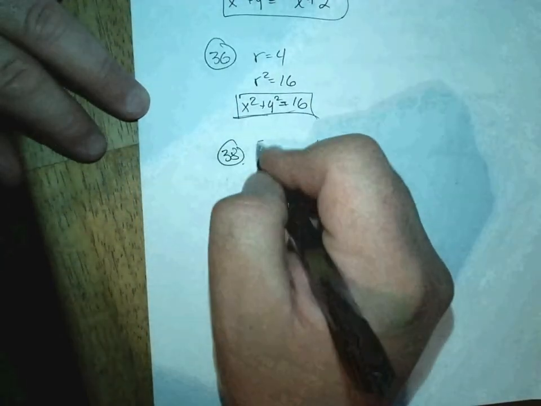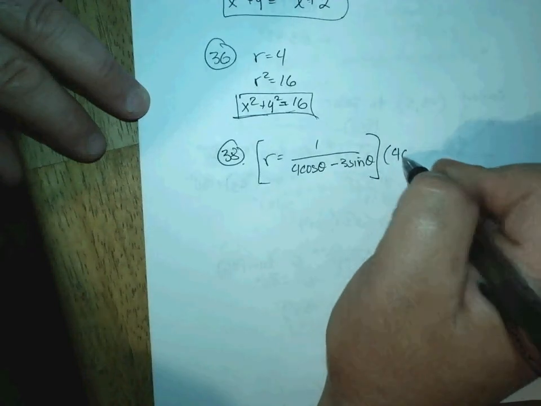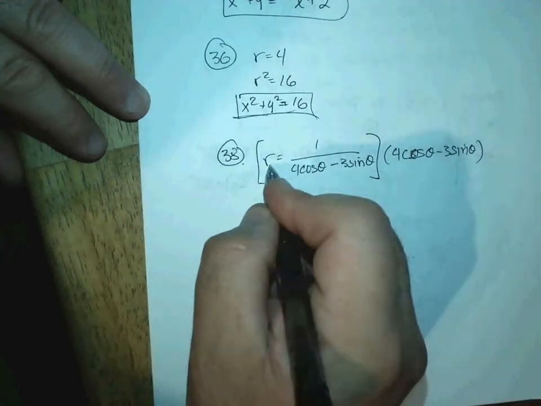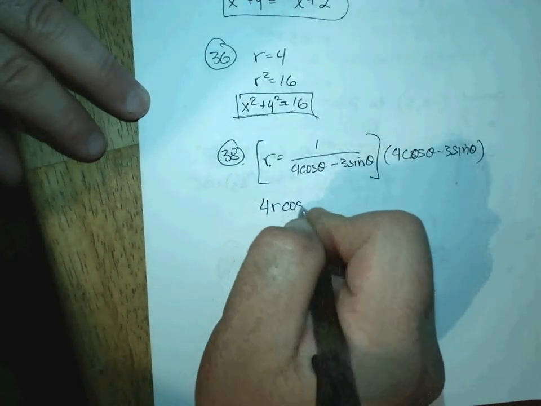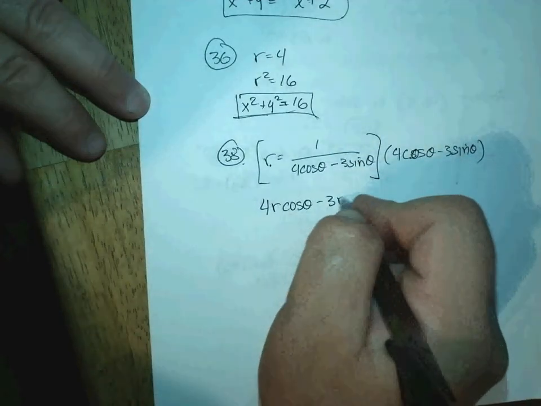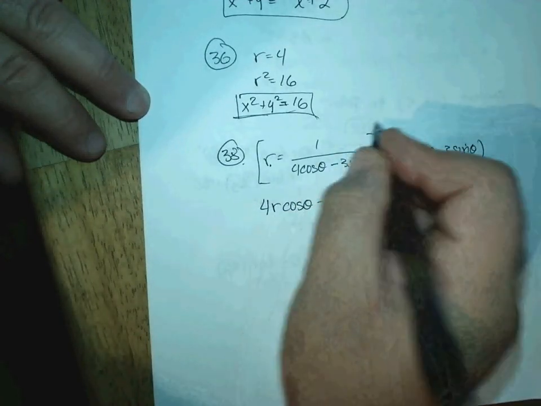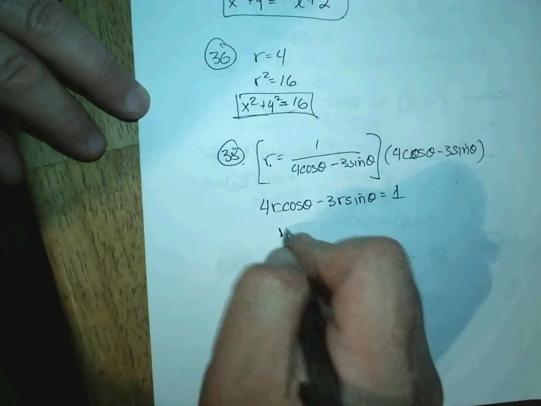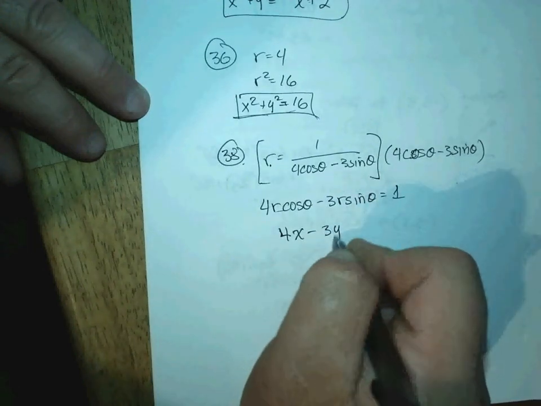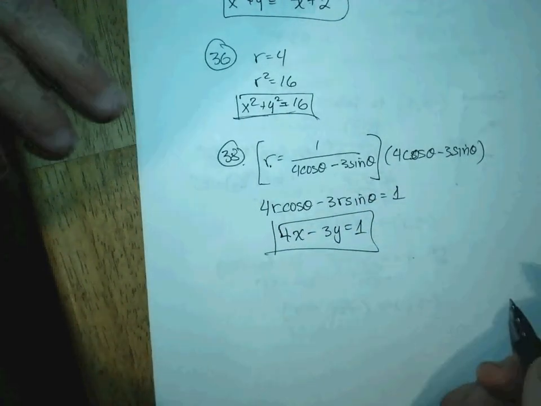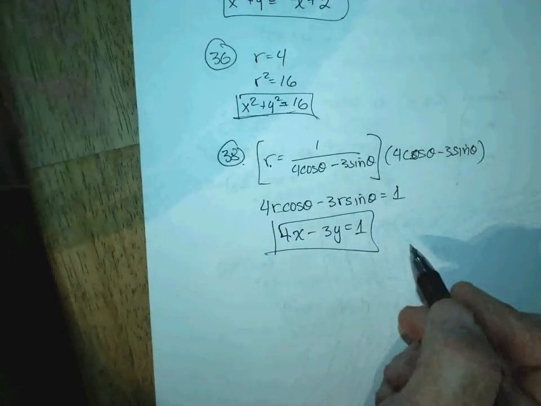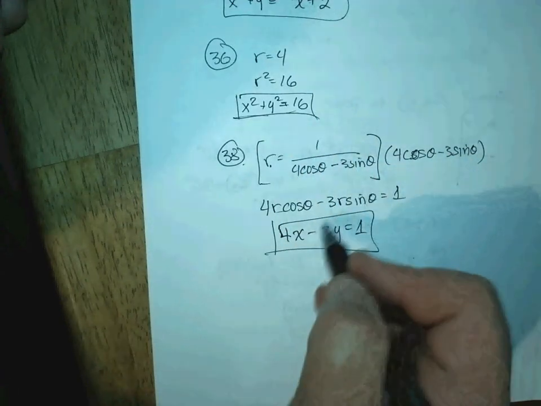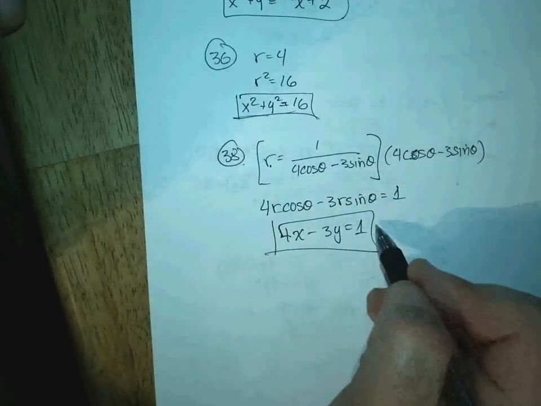R equals 1 over 4 cos theta minus 3 sine theta. So of course what I'm going to do here is clear the fraction. Multiply both sides by 4 cos theta minus 3 sine theta. So r times 4 cos theta, r times minus 3 sine theta. And on the right, the denominator cancels with that, leaving a 1. And then you say r cos theta, that's an x, r sine theta, that's y. And there's your equation in rectangular coordinates, and it's easy to see, oh, that's just the equation of a line.